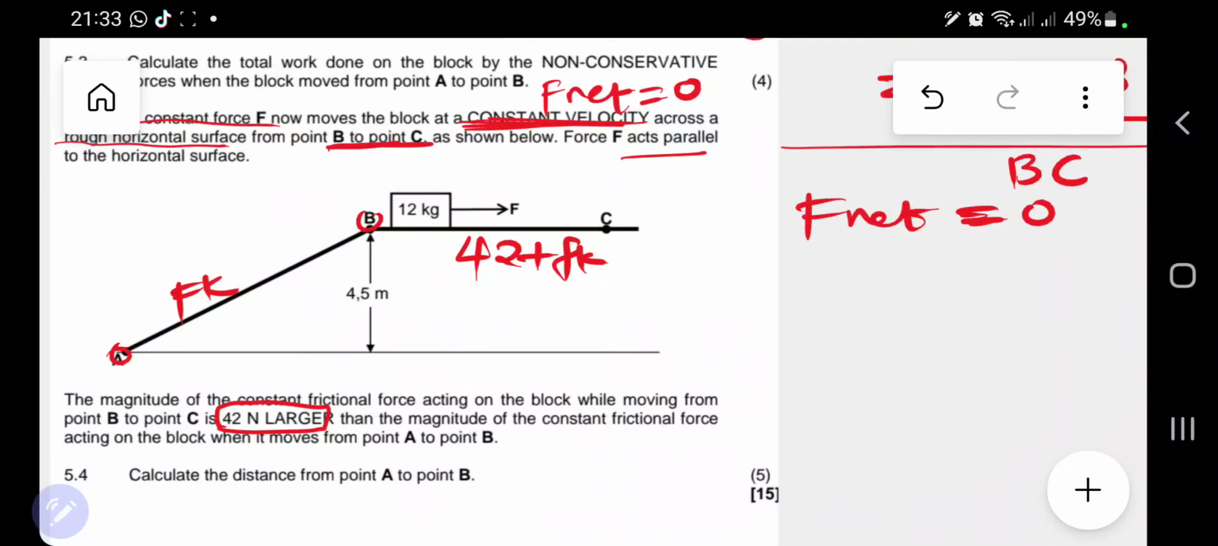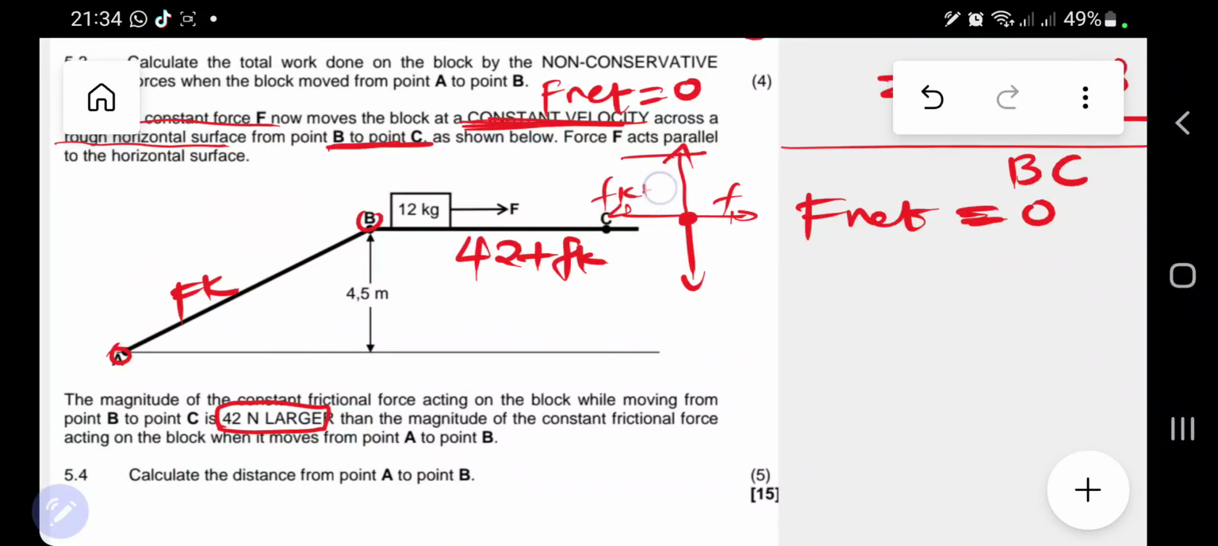Then from there, let's look at what is happening. When you draw a free body diagram of this object here, you're going to have something that looks like this. Please bear with me, the arrows there are not so right. So you've got your F, and also you've got your Fk plus the 42.